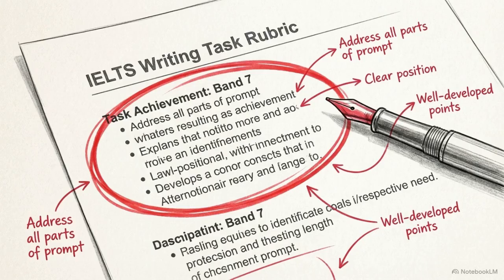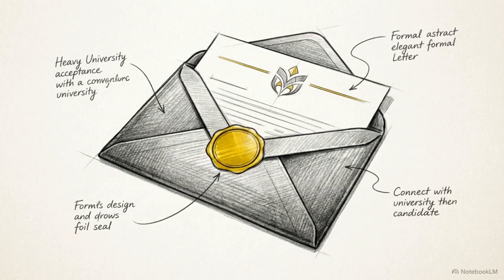Grammatical precision is a specific metric that IELTS examiners use to calculate your final band score. Focusing on these details is how you ensure your writing meets their requirements.